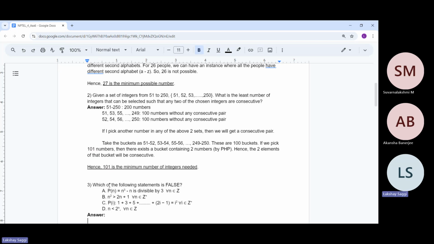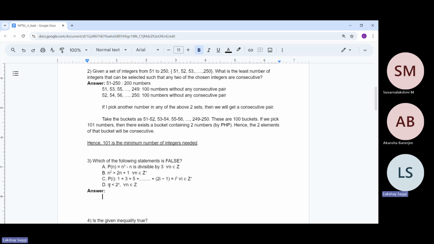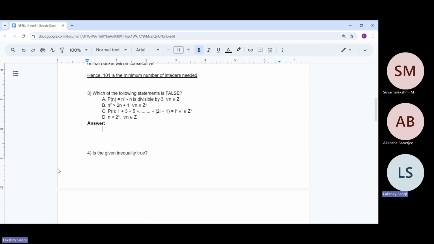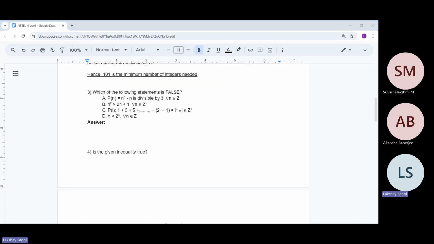Next question is again based on induction. So the third question says, which of the following statements is false? We are given a bunch of statements and we have to identify which of these are false statements. Part A says that P(n) equals n cubed minus n is divisible by 3 for all n belonging to Z. Z denotes the set of integers. So we have to show whether the statement is true or false, that n cubed minus n is divisible by 3.